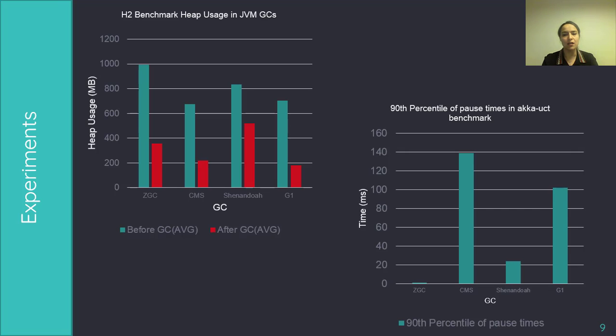You can see two examples of our experiments, one for H2, one of the DaCapo benchmarks, that shows how the average heap usage changes after GC, and the other is for ALS in the Renaissance benchmark suite, that shows the 90th percentile of pause times and indicates, for instance, how ZGC performs better than the other GCs in terms of pause time.